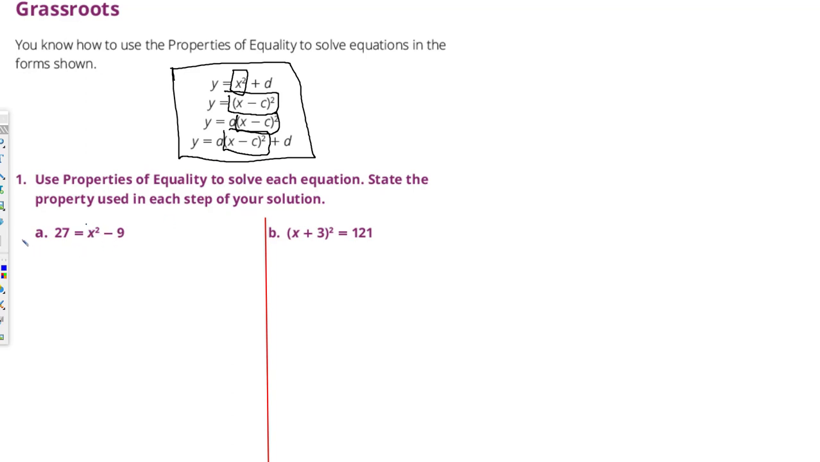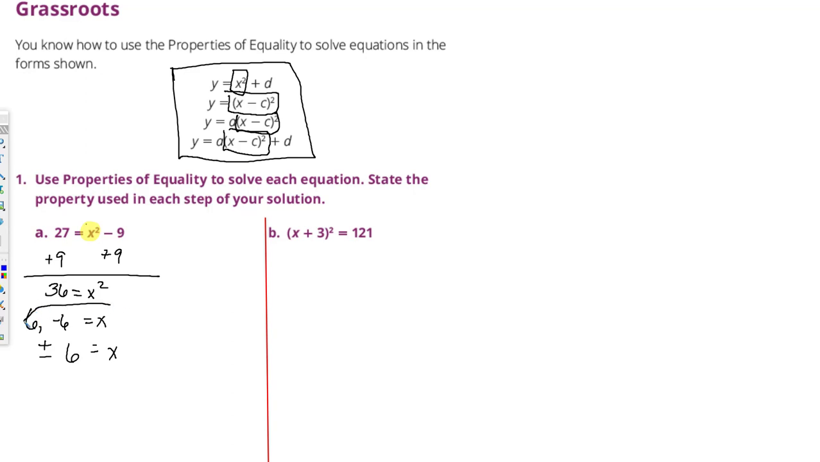So like on this one, here's my squared term. What do I need to move? 27 plus 9 is 36. X squared is equal to 36. What number times itself is 36? What's the other number that times itself is 36? Positive 6 is one. Negative 6. Another way to write this is plus or minus 6.